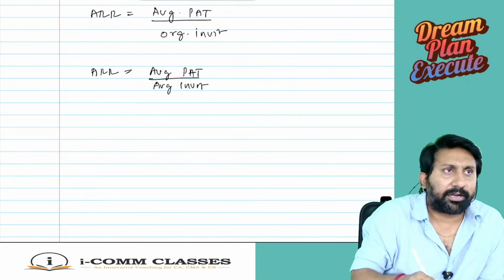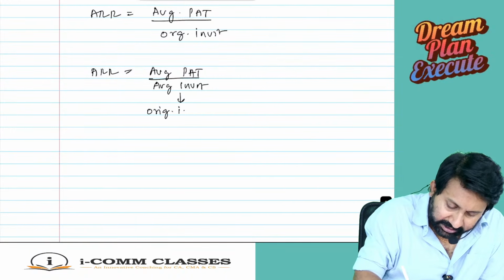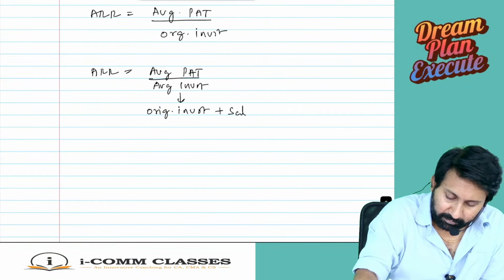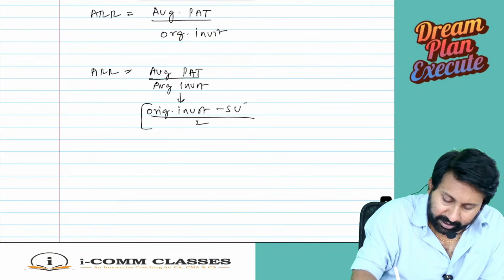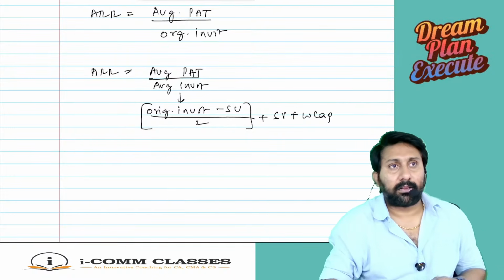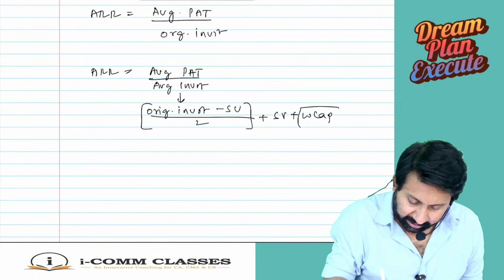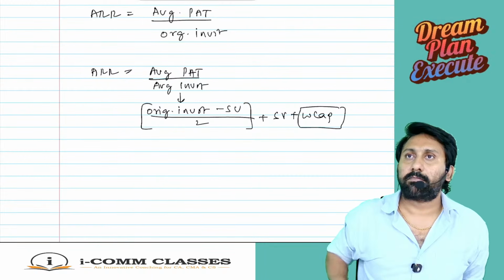So now the point came. What is average investment? Original investment minus salvage value divided by 2, plus salvage value plus working capital. Let me first explain, what is this working capital? Why is it added to the investment? Listen.